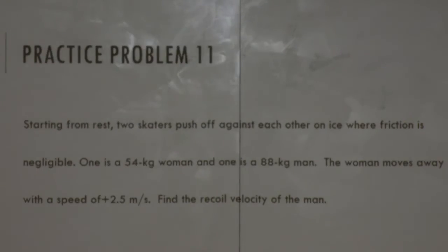All right, more practice. Starting from rest, two skaters push off each other on ice where friction is negligible. One is a 54-kilogram woman and one is an 88-kilogram man. The woman moves away with a speed of positive 2.5 meters per second. Find the recoil velocity of the man.